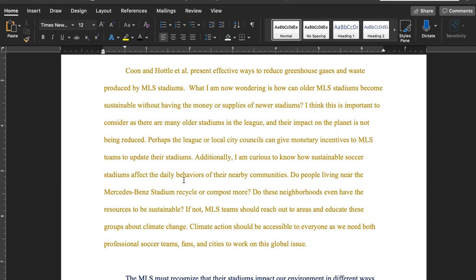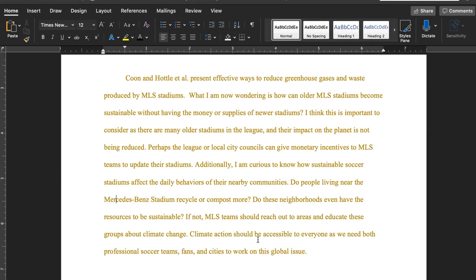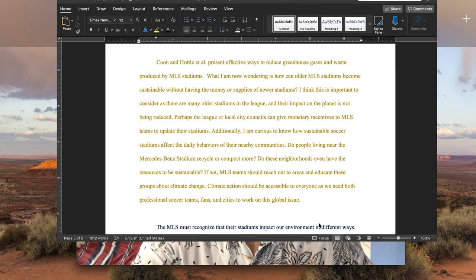Additionally, I'm curious to know how sustainable soccer stadiums affect the daily behaviors of their nearby communities. So here's my question. Do people living near the Mercedes-Benz Stadium recycle or compost more? Do these neighborhoods even have the resources to be sustainable? If not, MLS teams should reach out to areas and educate these groups about climate change, right? So again, my question, my rationale, and then how can we possibly solve it, right? Now, and then the closing statement, why are these questions important to think about? Well, climate action should be accessible to everyone as we need both professional soccer teams, fans, and cities to work on this global issue. So one closing statement to close it down, and we're good to go.